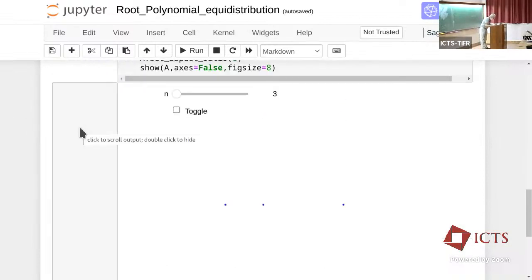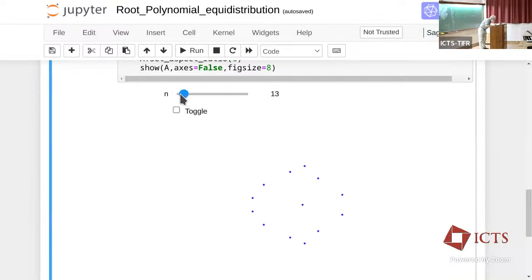If the degree is 3, I get, for instance, in this case, 3 roots. In this case, they are 3 real roots. Let's make a bigger polynomial, for instance, in degree 13. Well, I get a bunch of points. Of course, since I am taking a polynomial with real coefficients, what I get is symmetric with respect to the real axis, but we don't see very much now. It's just a bunch of points. Let's go to higher degree.